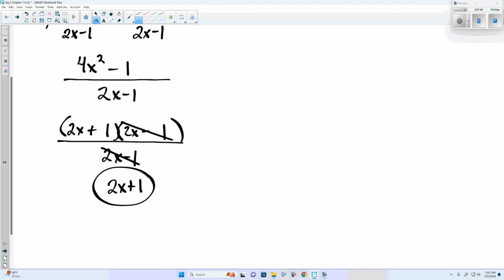Right, because if we do have two terms being subtracted, it is always good to check for difference of perfect squares.